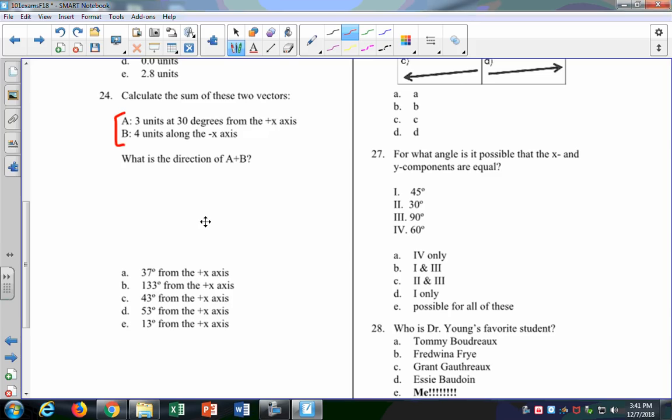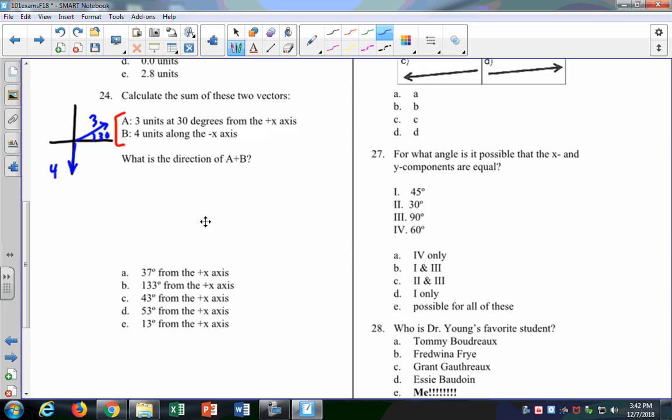So I want to know the sum of these two vectors. The way I'd change this is I'll give you different values for the vectors, and I could ask for the direction, or I could ask for the magnitude of the resultant. Pretty sure this is on there, that you'd be able to add two vectors. So I like to draw a picture first. It helps me to think about the answers. In fact, you might be able to pick out the answer just by looking at the picture. 3 units at 30 degrees from the positive x-axis, where this angle is 30, and then 4 units along the negative x-axis.